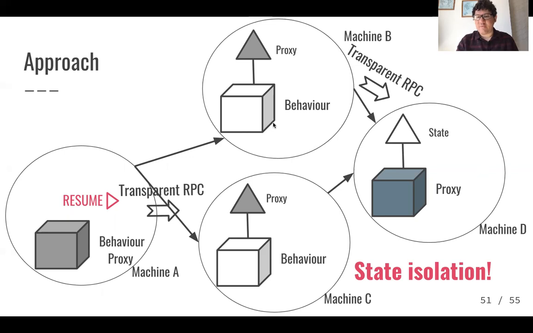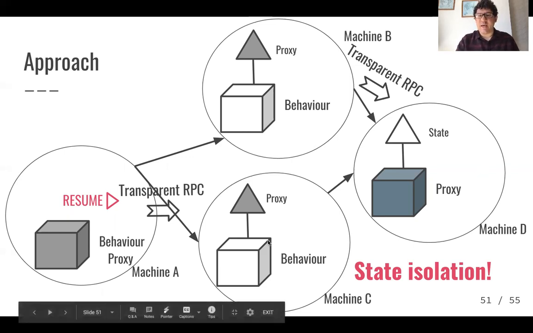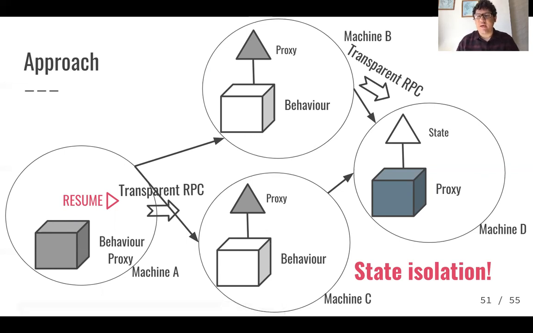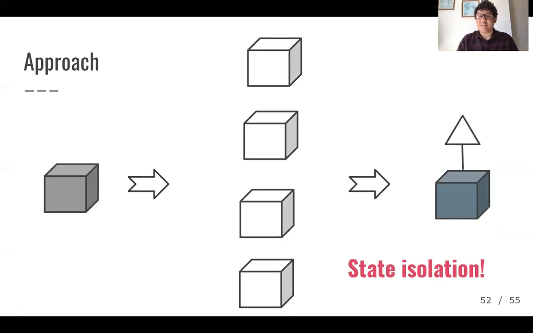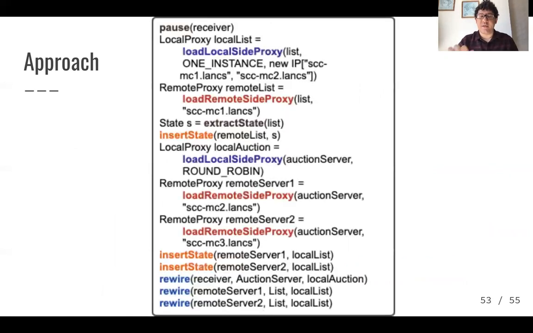And if your behavior is very CPU intensive, you can boost your system performance by creating many different instances of it, supporting horizontal scaling. So that's the picture of what we just did. We isolated the state, and then we can actually replicate the behavior as many times as we want.